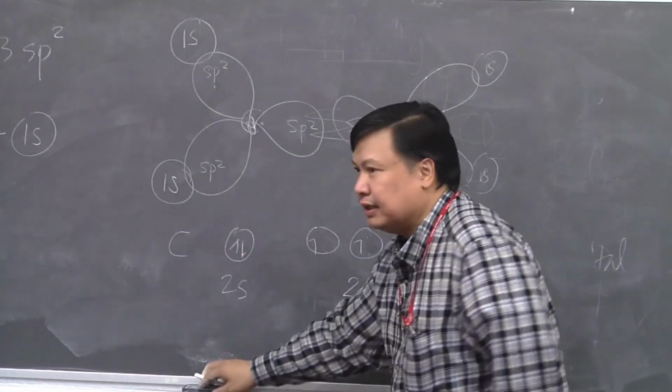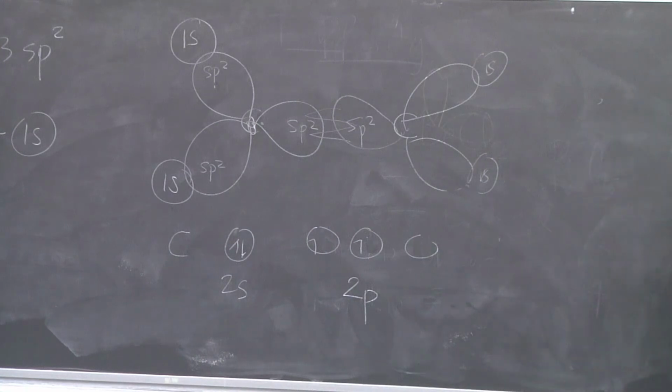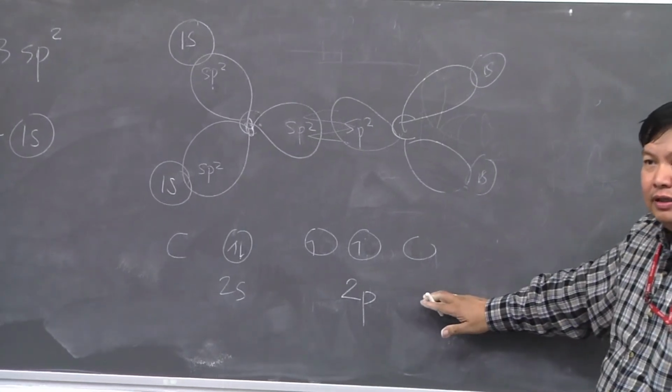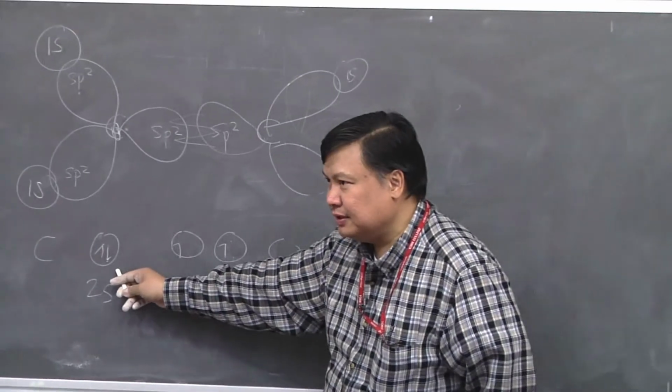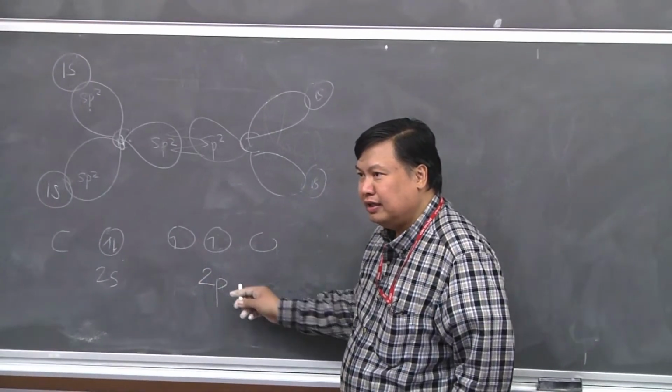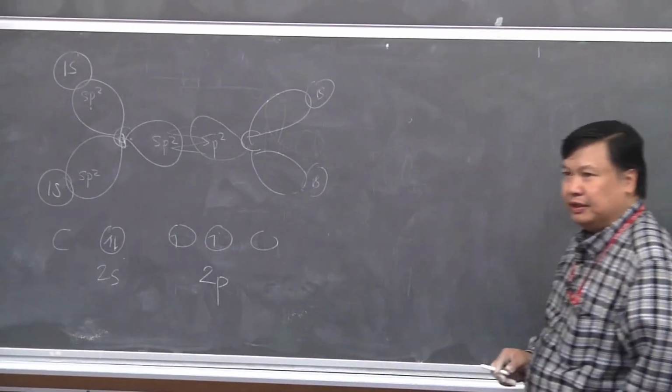All right, so let's look at the carbon first. So the carbon, the valence of it will be something like this. Agree? 2s first, and then the 1 for each p.